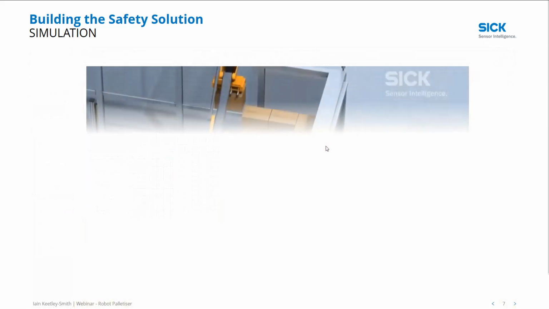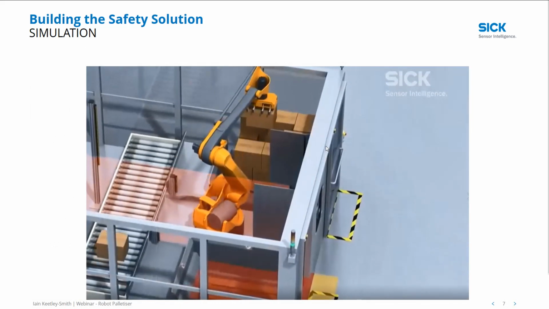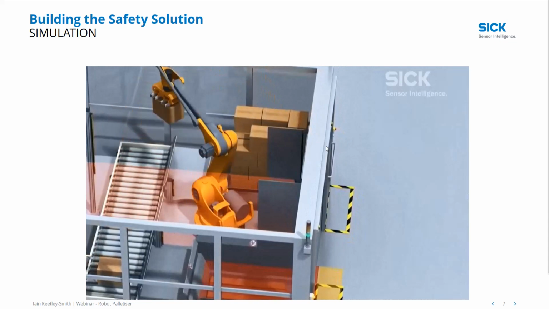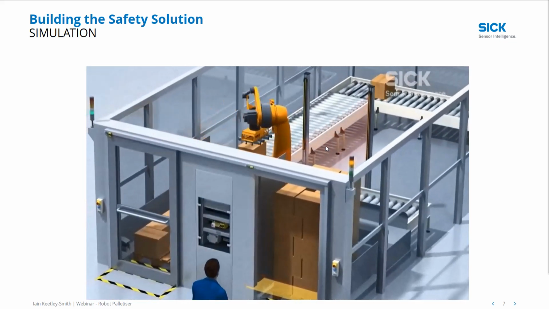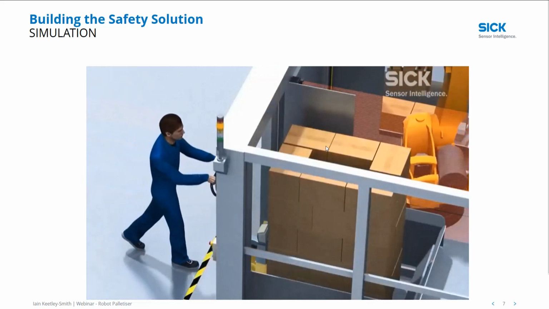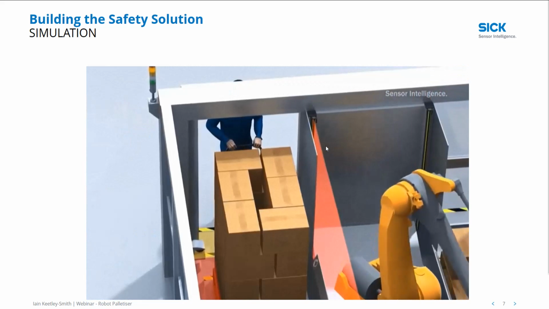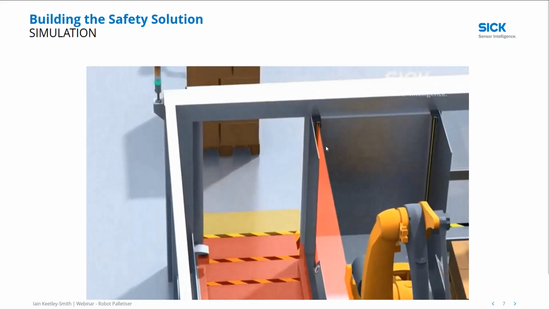So what I'll do is just come back into here, and we will just remind you of the application again. So the robot is palletizing there. Under normal operation, the operator comes in and takes the pallet away. So everything's fine there, everything's working as normal.